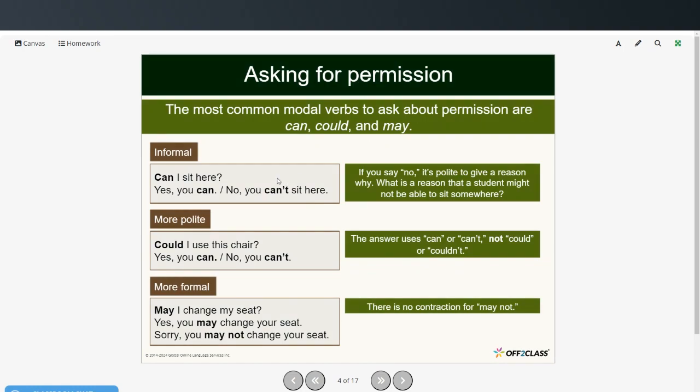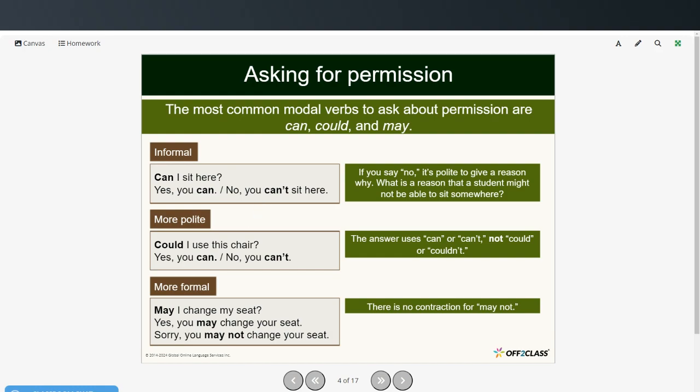So asking for permission. The most common modal verbs to ask for permission are can, could, and may. So can is informal. Can I sit here? Yes, you can, or no, you can't sit here. If you say no, it's considered polite to give a reason why. And so what is a reason that a student might not be able to sit somewhere? Well, if someone else is already sitting there and they just got up for a moment, so you might say something like, no, I'm sorry, John is already sitting there, he'll be back in a moment.